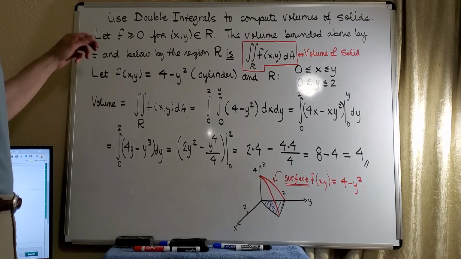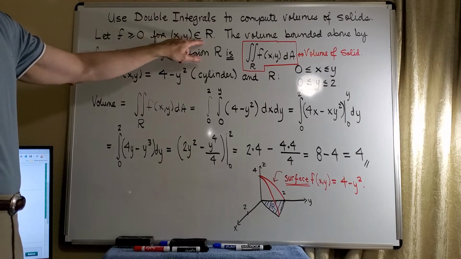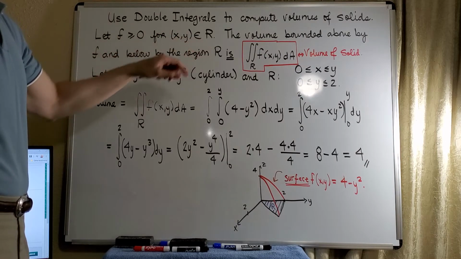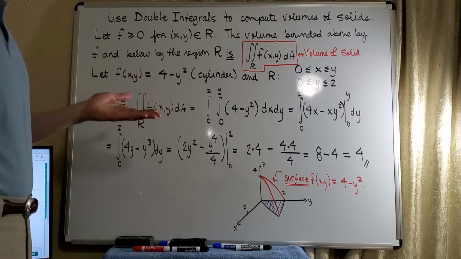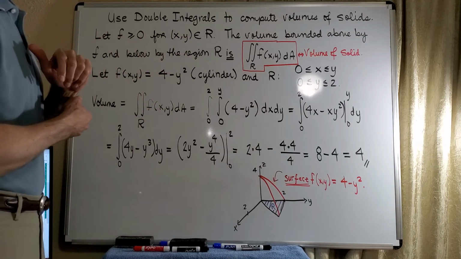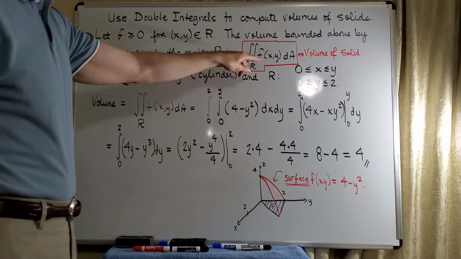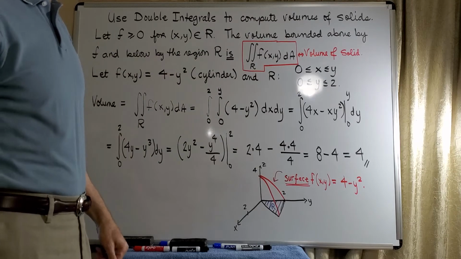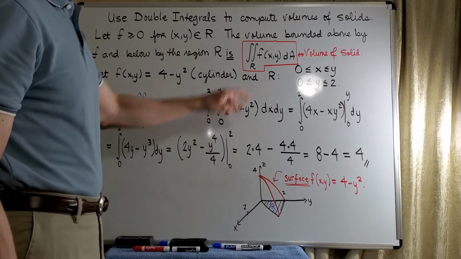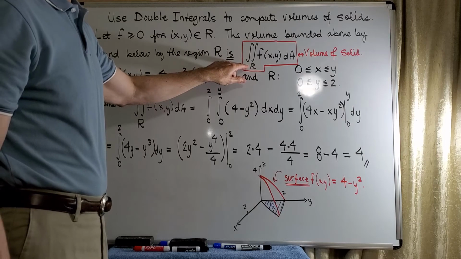So let's assume that we have a non-negative function f(x, y) where (x, y) is contained in some region R in the plane. And so now we're going to define the volume of the solid as follows. We'll say the volume bounded above by f and below by the region R is given by this double integral, where we actually integrate the non-negative function f over the region R.